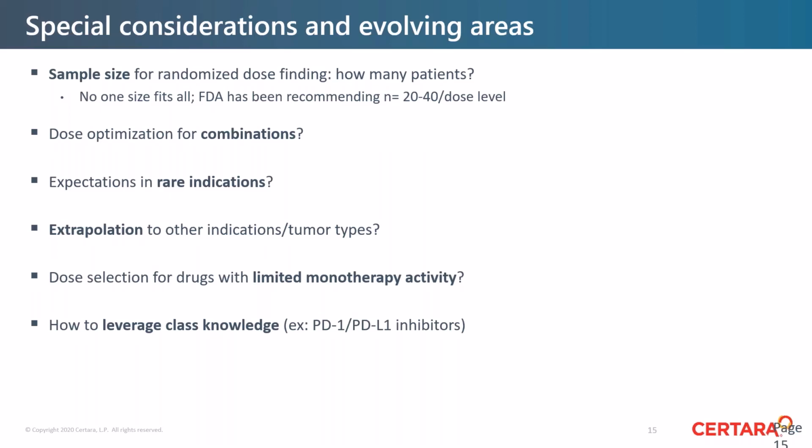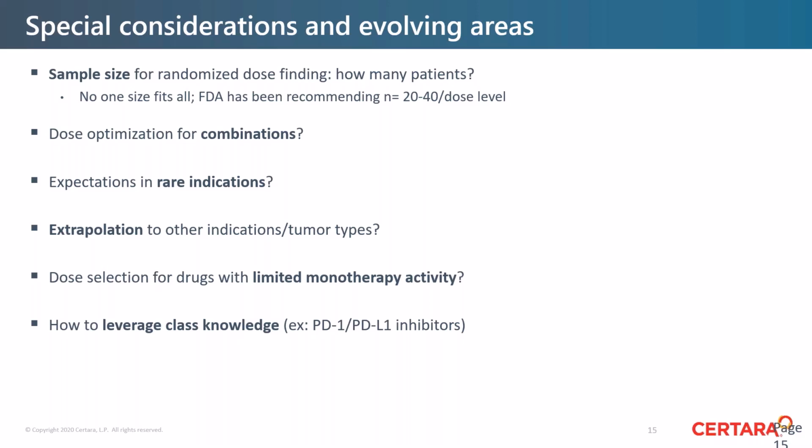Here I will go over the main questions we get from clients. The sample size for the dose finding cohorts or trial is probably the number one question, and it's confirmed by the questions we received. A lot of them were about sample size. To be honest, no one size fits all, but FDA has been recommending around 20 to 40 patients per dose level, but it can slightly be decreased if you evaluate more dose levels.